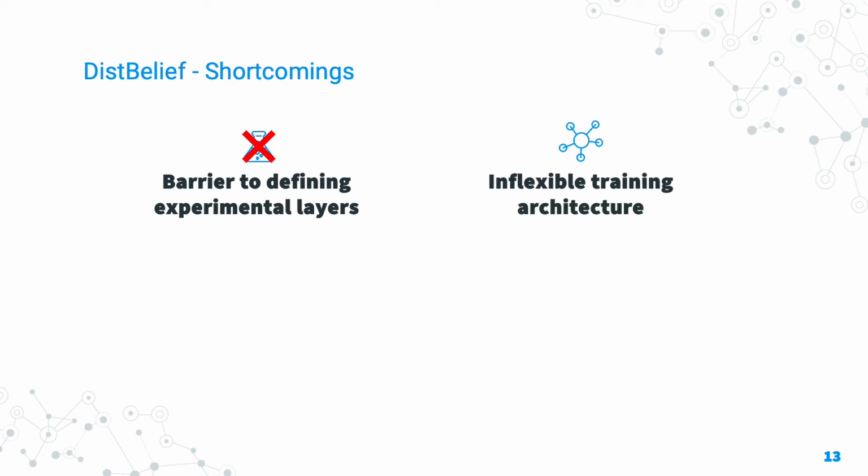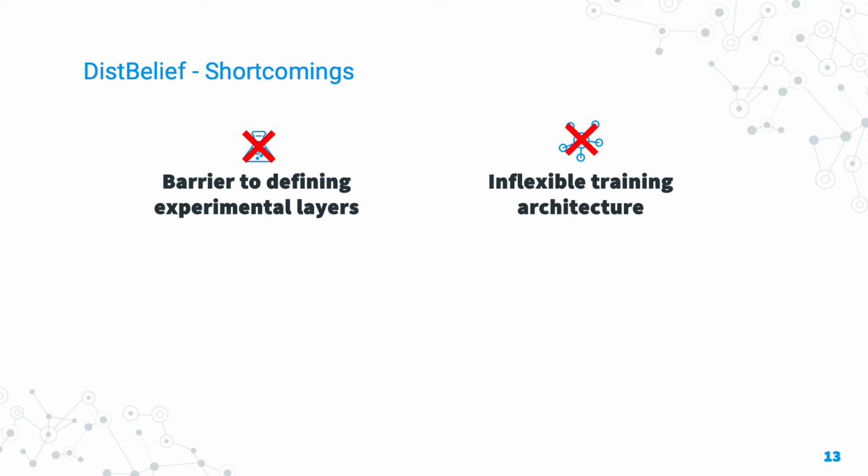Furthermore, DistBelief had an inflexible training architecture, and this made it impossible to do things such as recurrent neural networks, which require loops, or adversarial neural networks, which require two related networks. Reinforcement learning was often impossible because you needed a separate system, such as an emulator, where you compute the loss function.